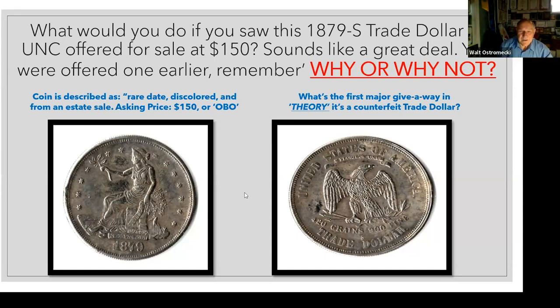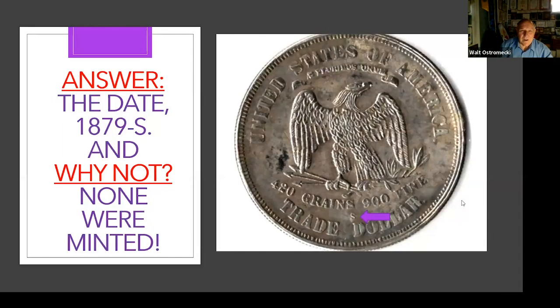So I'm assuming none of you were interested in my selling one. But the answer, of course, is the S, 1879-S. And why not? Well, none were ever made. But I've managed to find only two so far in my years of searching, and both are from the same creator.